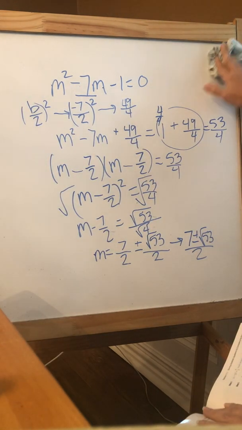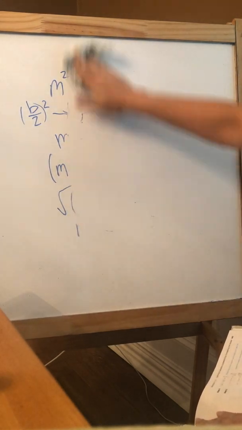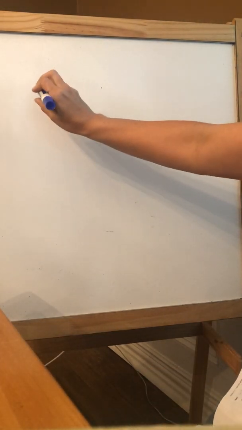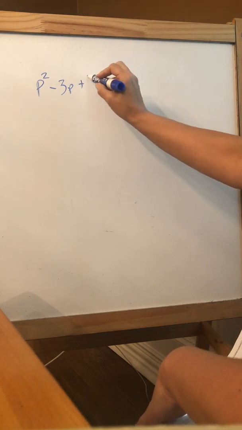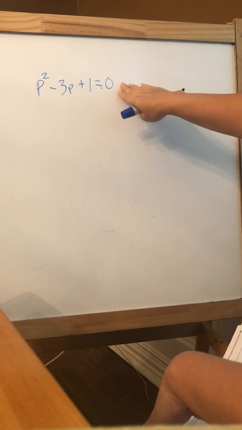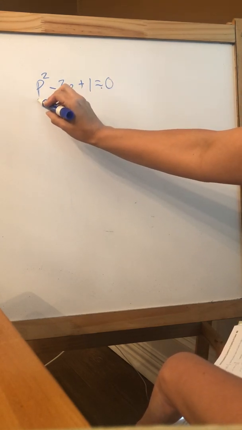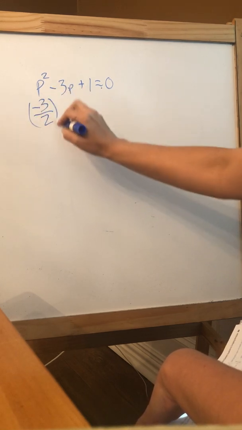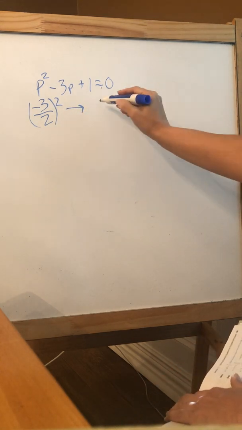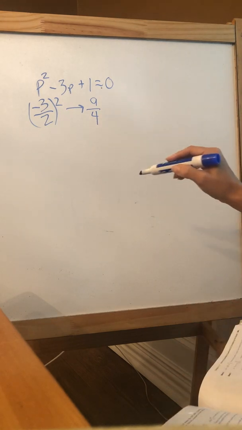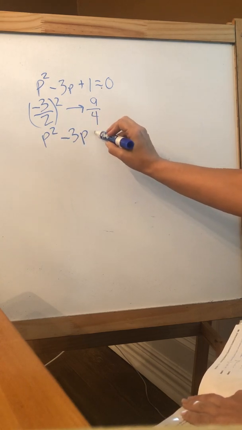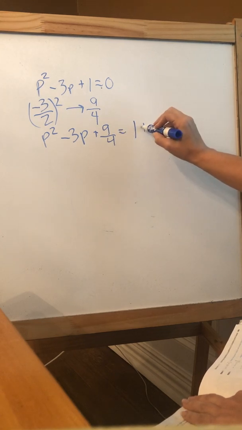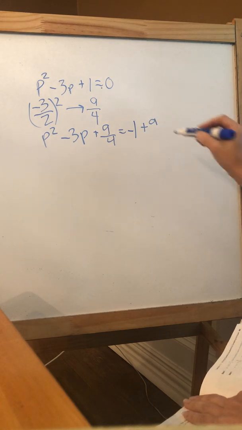practice 6. Practice 6 says solve p squared minus 3p plus 1 equals 0. So we're going to move this 1 to this side, and we're going to come up with a new b value by taking our b value, dividing it by 2, and squaring it. So 3/2 squared, we're going to end up with 9 over 4. So we're going to add that to both sides now. So we have p squared minus 3p plus 9 over 4 equals negative 1 plus 9 over 4.